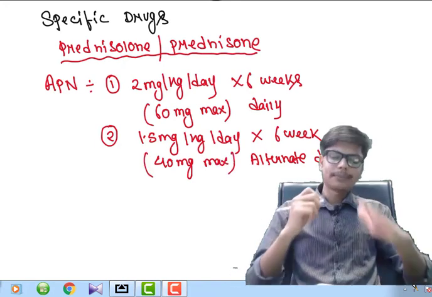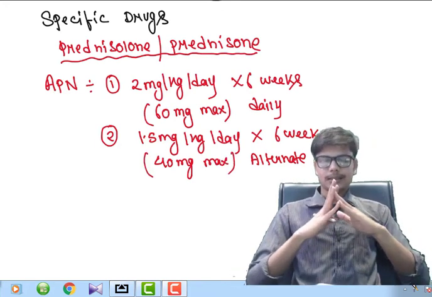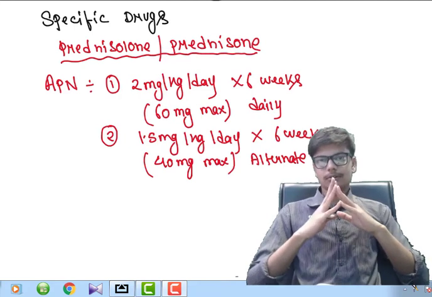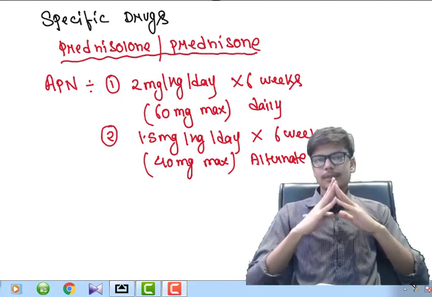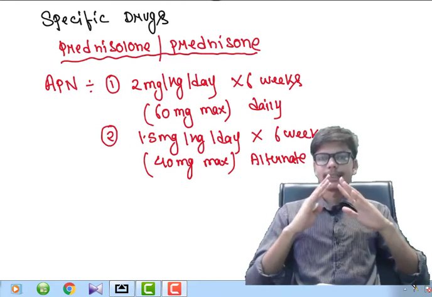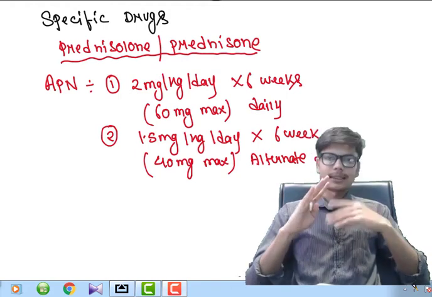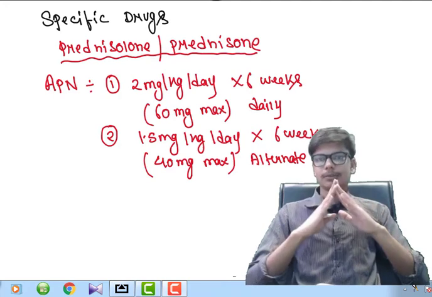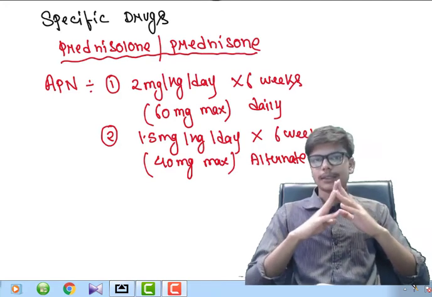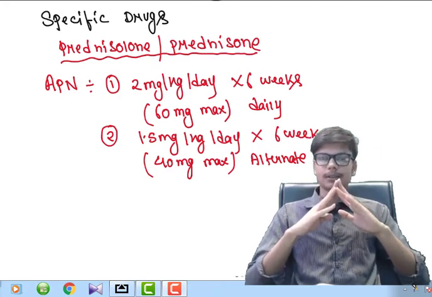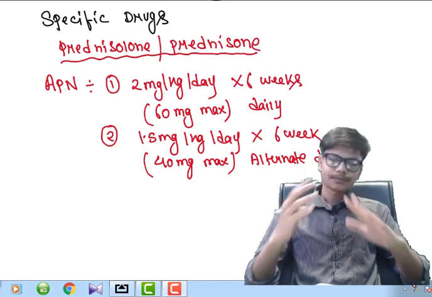So this is the APN regime, which says that a patient of nephrotic syndrome should be treated for the first 6 weeks with 2 mg per kg per day steroid, that is prednisone or prednisolone, and for the next 6 weeks he or she should be treated with 1.5 mg per kg per day steroid on alternate days.